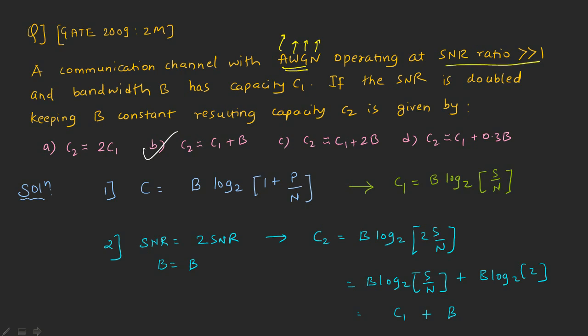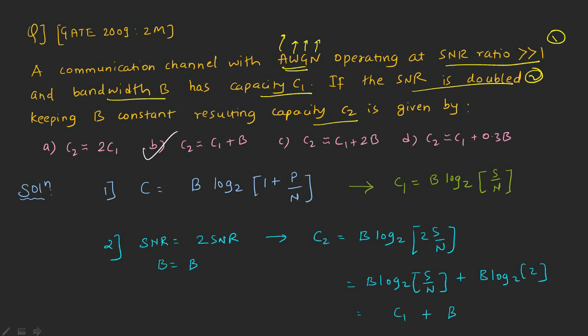Okay, so this is the first condition: the bandwidth is B only, no problem, and we have the respective capacity as C1. If the SNR is doubled, so this is the second condition, keeping the bandwidth constant, the resulting capacity C2 is what? So A, C2 is 2 times C1; B, C and D, as you can see, these are the options. But which is correct and how do we proceed?